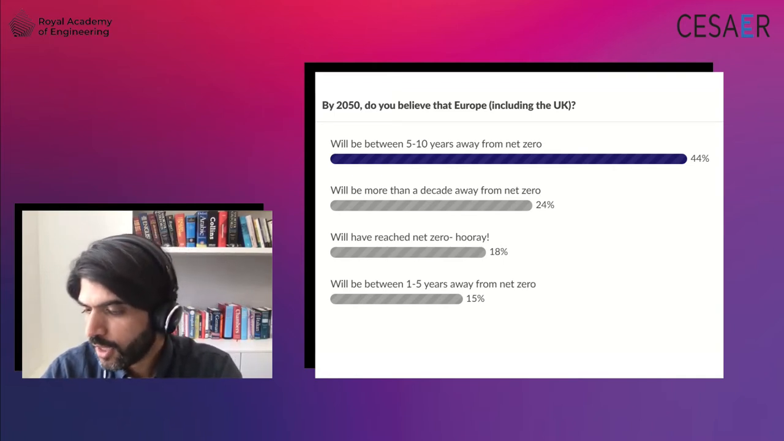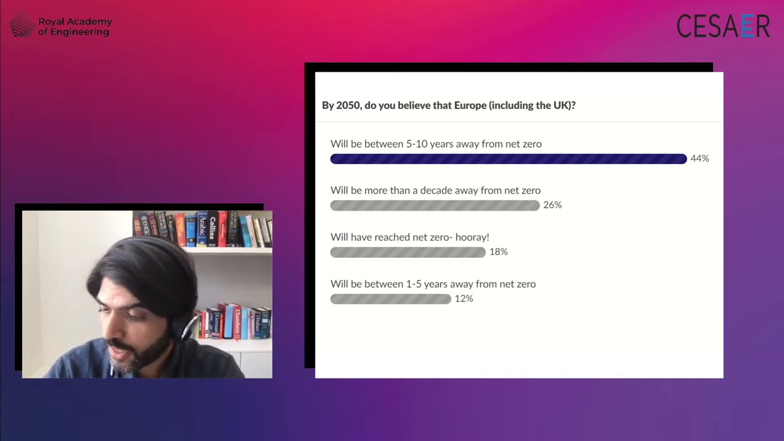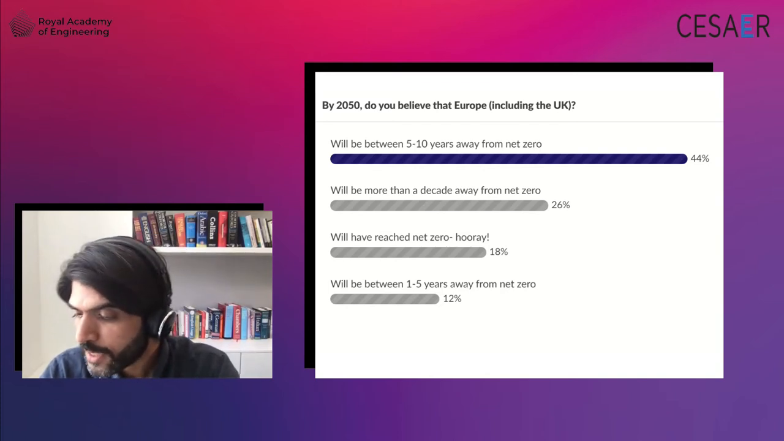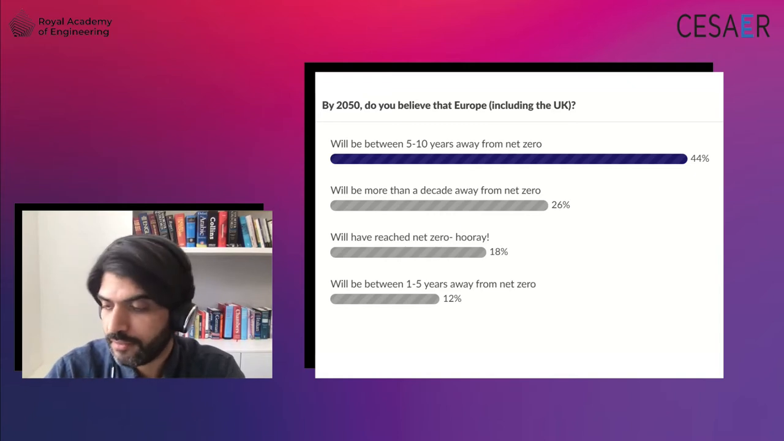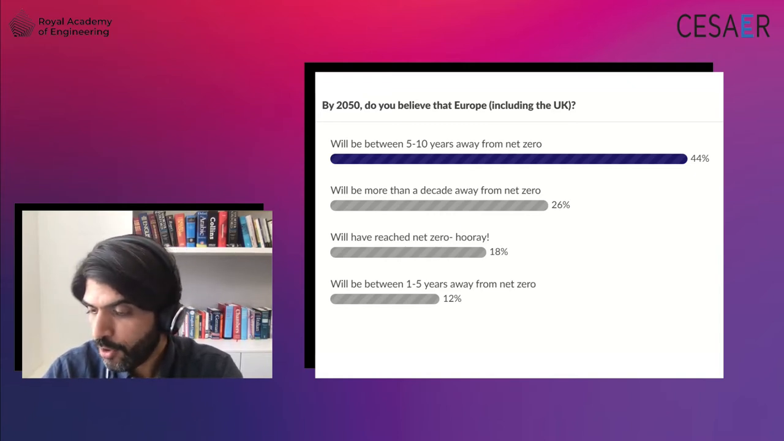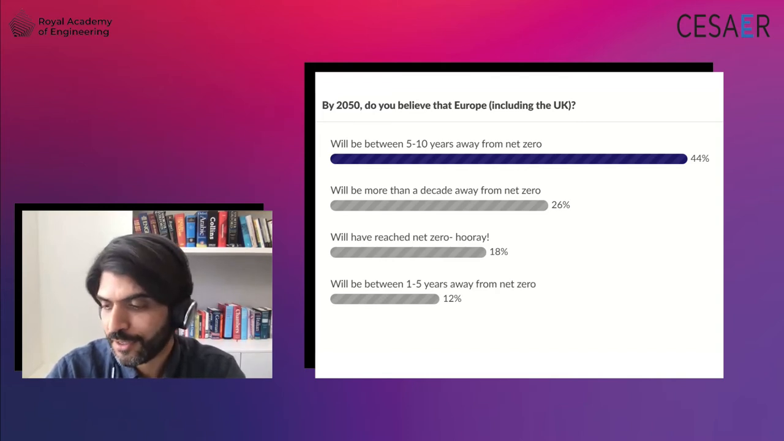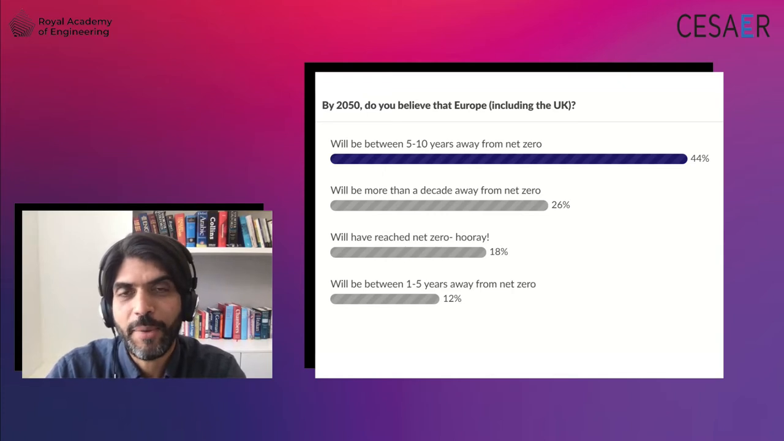So according to you guys, by 2050, 44% of you think you'll be between 5 and 10 years away from net zero. Interesting. And 26% of you think it's more than a decade away. Only 18% of you think that in 30 years' time we'll have reached net zero. Now, I'd like to say that those 18% are the most optimistic, and the 44% of you that think you're still a decade or so away are being realistic. But somewhere in the middle might be the real answer.